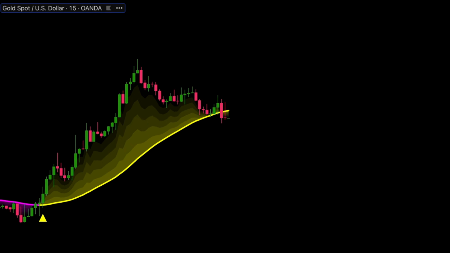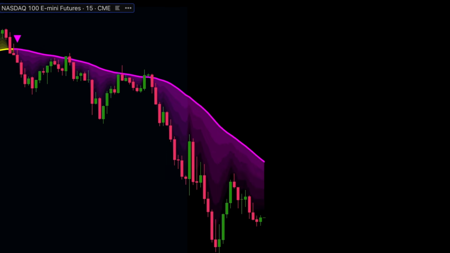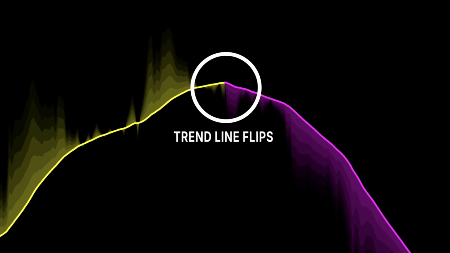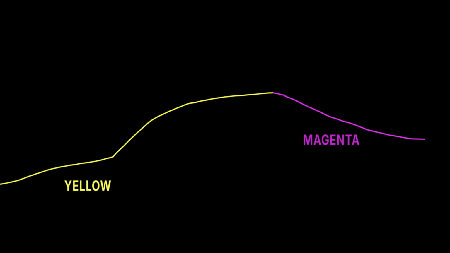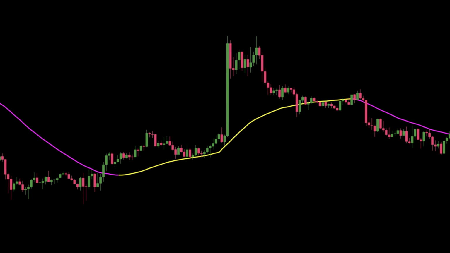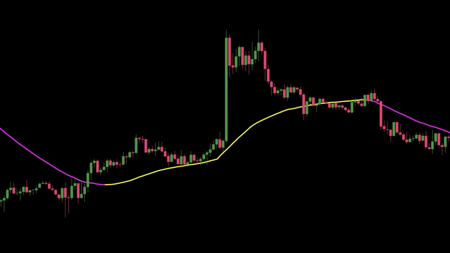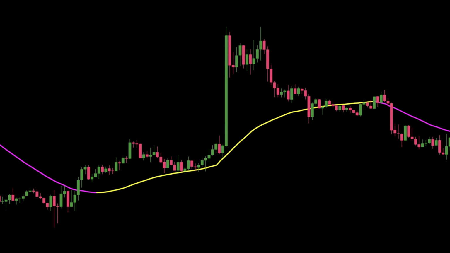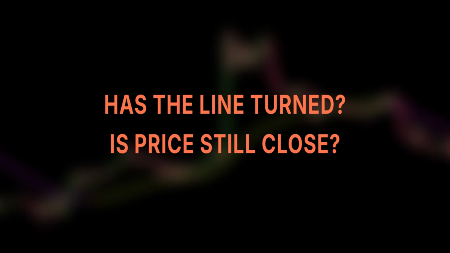This same shape shows up again and again across gold and the Nasdaq, and it's the exact flip we teased at the start. For this to actually mean something, the line itself needs to change color. Magenta to yellow for a bullish read, yellow to magenta for a bearish one, with price still sitting close to the line, not stretched way out in that shaded fill. A flip after a wide stretch is weaker, the line still has to travel back before it can even bend. So the real question every time is simple. Has the line actually turned, and is price still near it when it does?